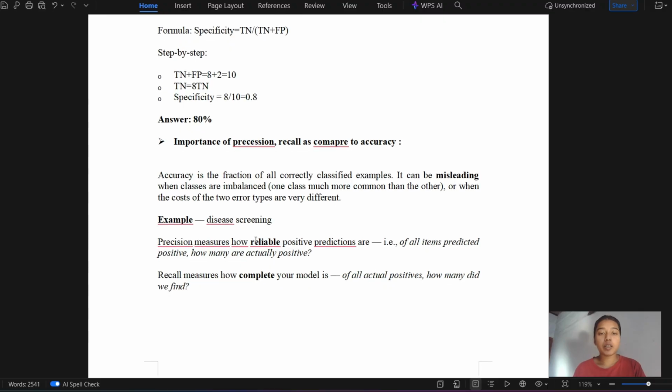Now, the importance of precision and recall as compared to accuracy. Accuracy is the fraction of all correctly classified examples, which can be misleading when classes are imbalanced, with one class much more common than the other, or when the costs of the two error types are very different. Example, disease screening. Precision measures how reliable positive predictions are, that is, of all items predicted positive, how many are actually positive. Recall measures how complete your model is. Of all actual positives, how many did we find?